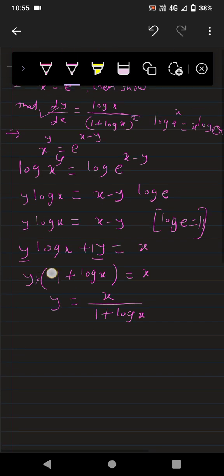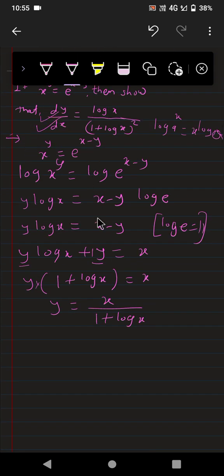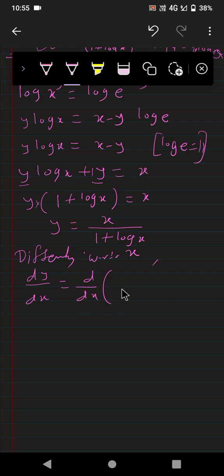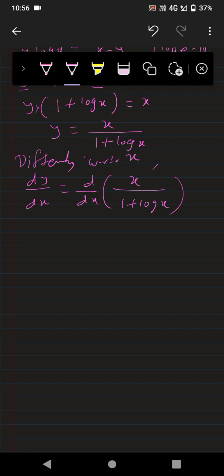So we have to find out dy by dx. Differentiating both sides with respect to x. So dy by dx is equal to d by dx of x upon (1 plus log x). So how to differentiate this? That is the question.